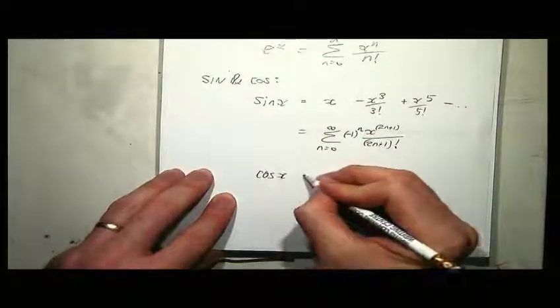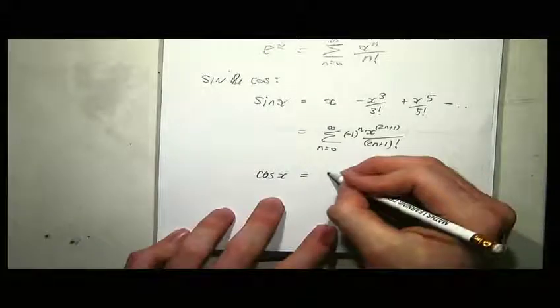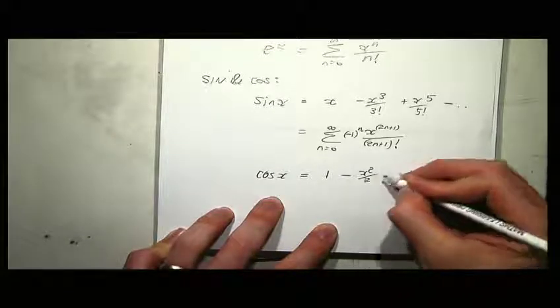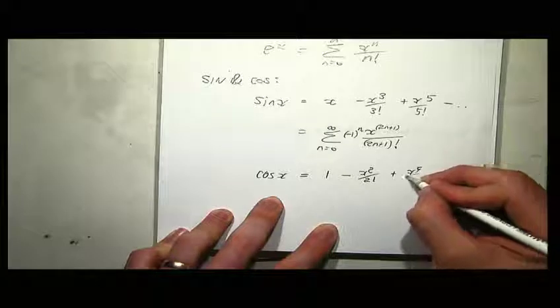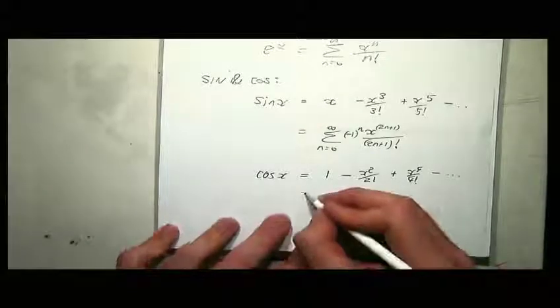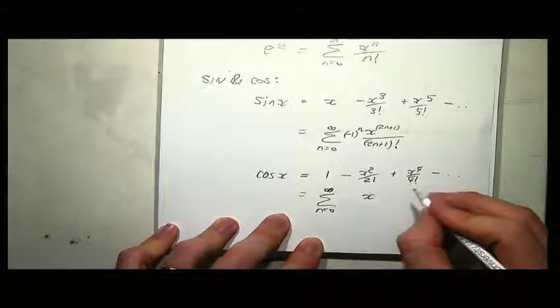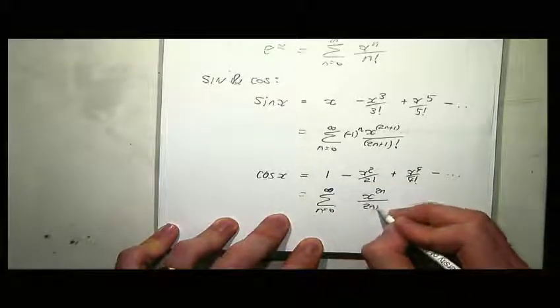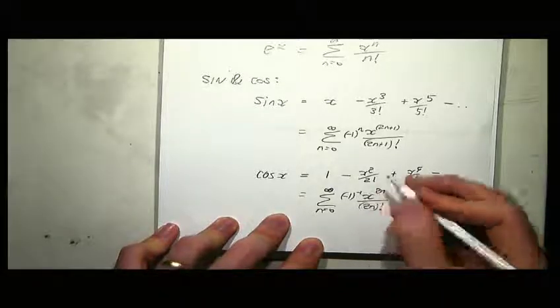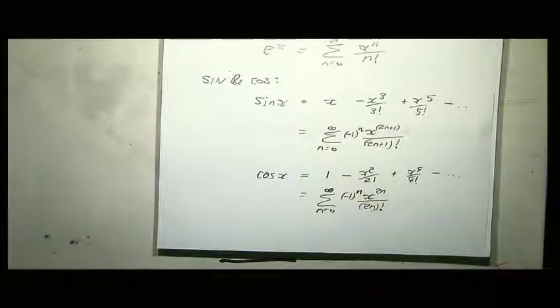Cos x, it's the same trick. It's e to the x, but it's only got the even powers, and they switch between plus and minus. So it's 1 minus x squared on 2 factorial plus x to the 4 on 4 factorial minus x to the 6 on 6 factorial, and so on. Same as e to the x, but it's 2n now because it's only the even powers, and it switches between plus and minus. Cool, that's how I remember them.